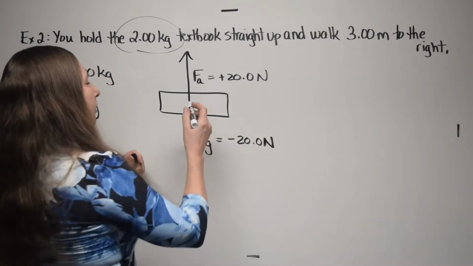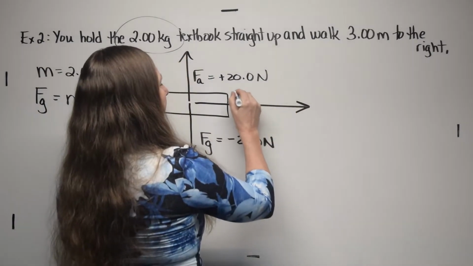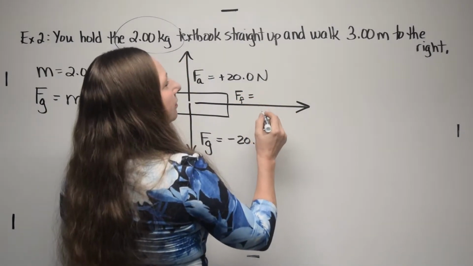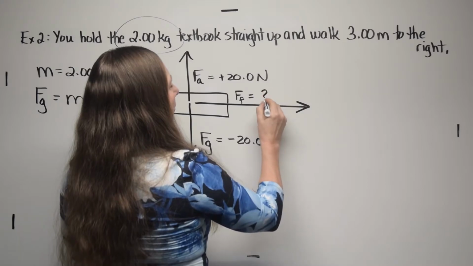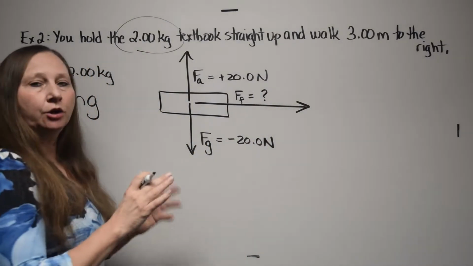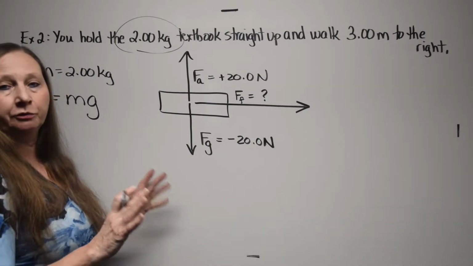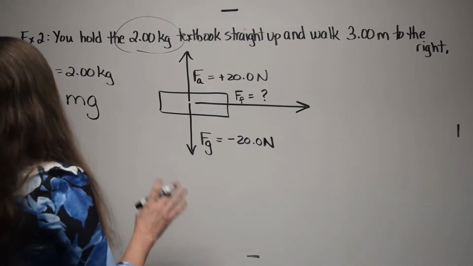So we draw the friction. All right, we do not know how much the friction is, F_f. And right now in this problem, there's not going to be enough information to calculate the friction. We're just going to look at the friction qualitatively. All right, but here we go.